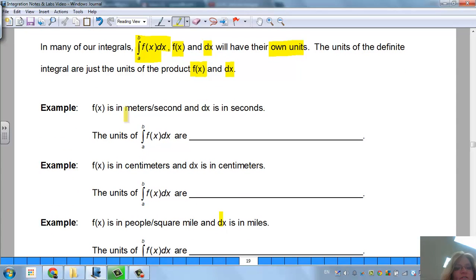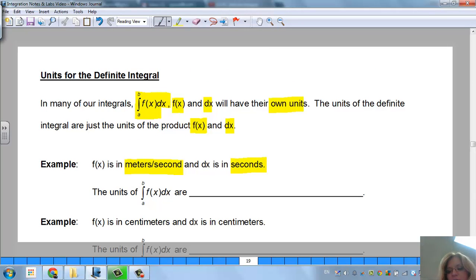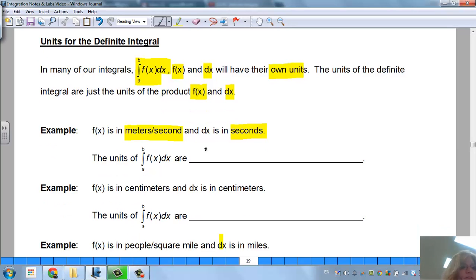So in this case, if f of x is in meters per second and dx is in seconds, what will be the units of this? Well, all you do is multiply them. So if f of x is in meters per second, and dx is in seconds, when I multiply them, these cancel out. My answer is going to be in meters of my integral, if I found it.